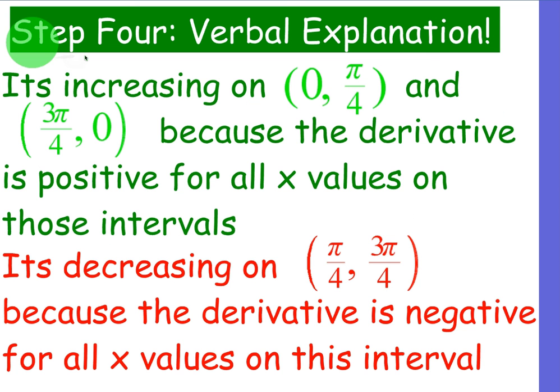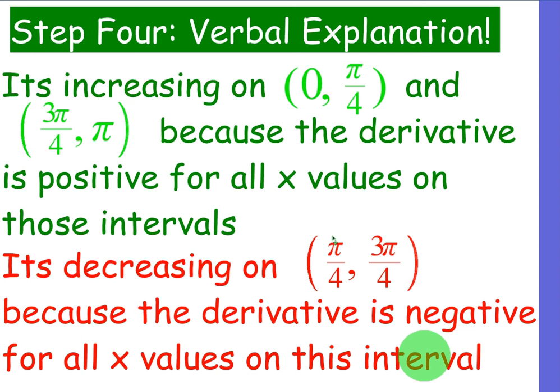Step 4, we're going to write out a verbal explanation. It's going to be increasing on 0 to pi over 4 and 3 pi over 4 to... no, not to 0, it should be to pi. Okay, so it would be increasing from 0 to pi over 4 and 3 pi over 4 to pi because the derivative is positive for all x values over those intervals. And it's going to be decreasing from pi over 4 to 3 pi over 4 because the derivative is negative for all x values on this interval. So make sure you give a verbal explanation and the reason why.